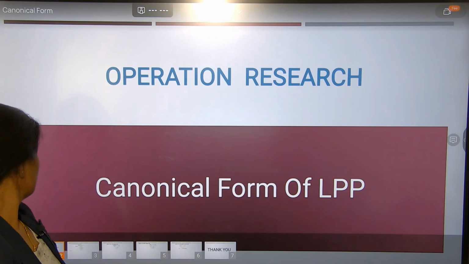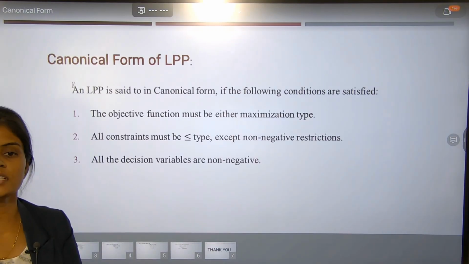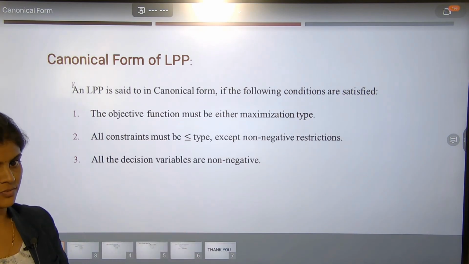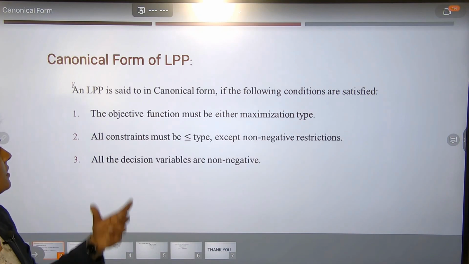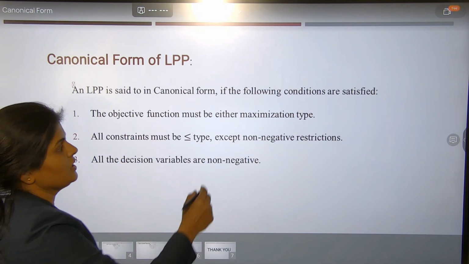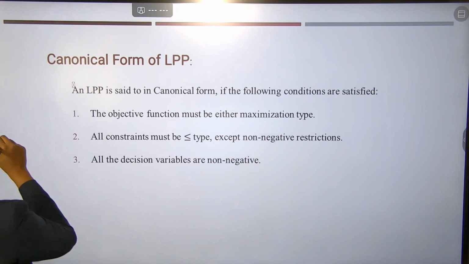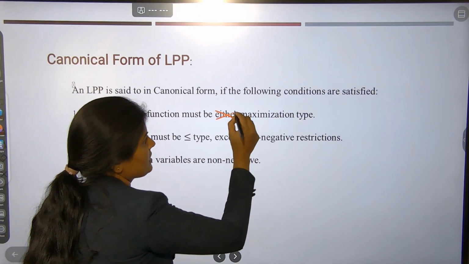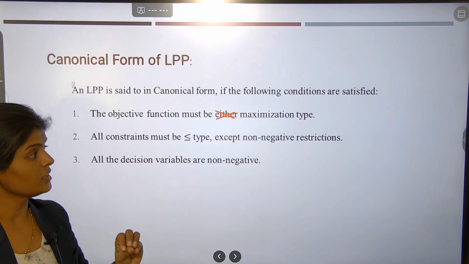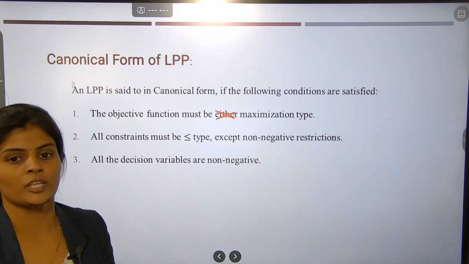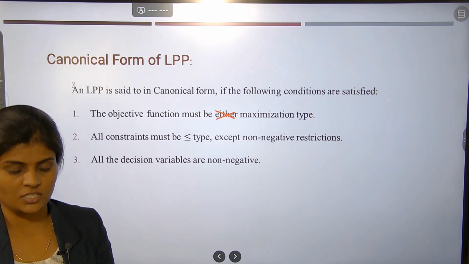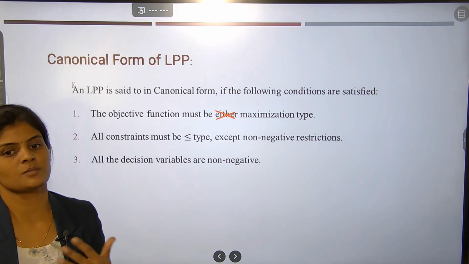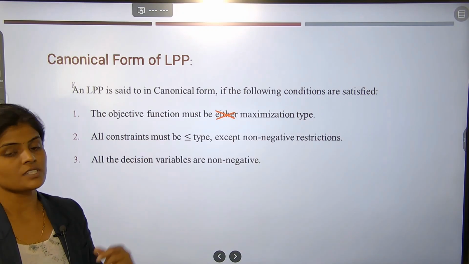An LPP is said to be in canonical form if the following conditions are satisfied. The first condition tells that the objective function must be of maximization type. It should be a maximization, not minimization. If the objective function is of minimization type, then convert that minimization problem into maximization type. So this is the first condition.